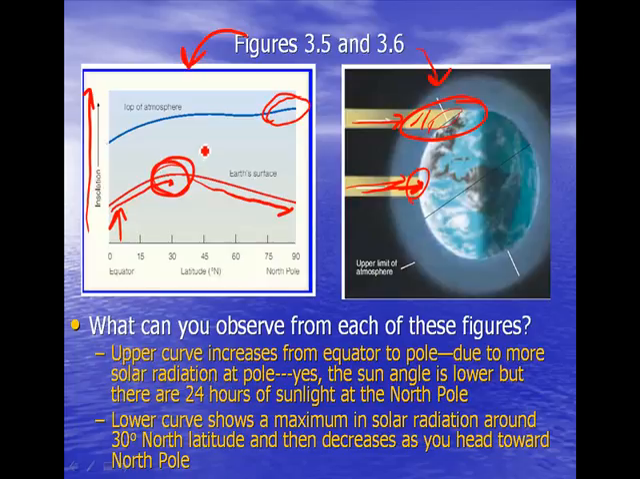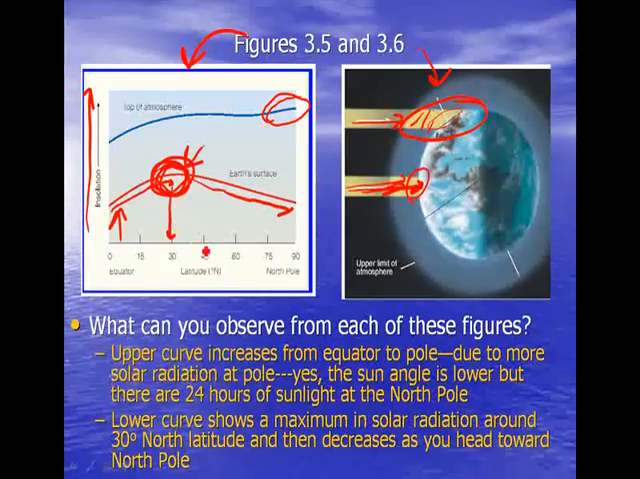Now, why the maximum here at 30 degrees north latitude? Why not here at 23.5? We see that the sun is shining directly overhead at the summer solstice at 23.5 degrees, yet the maximum amount of radiation that's received at the Earth's surface is at about 30 degrees north latitude. That's yet another mystery that we'll solve here in a few minutes.